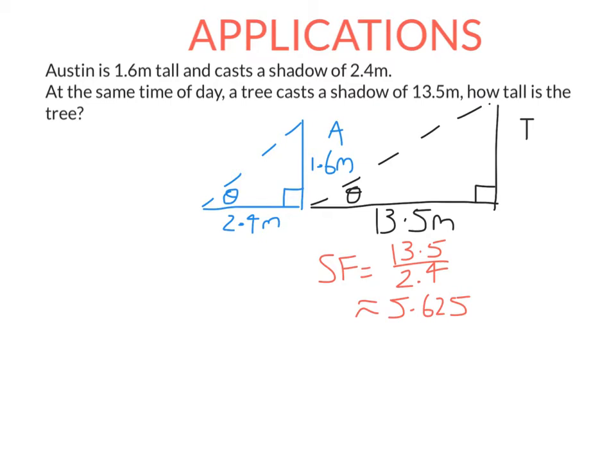So to find the height of the tree, which I've called T, because it's in the larger triangle, remember we multiply. So T is just going to be its corresponding side times the scale factor. And putting that on our calculator, we get 9. So the tree is 9 meters tall. Let's look at a harder question involving similar triangles.